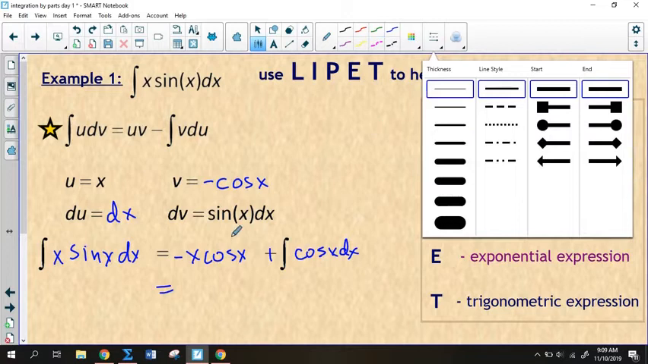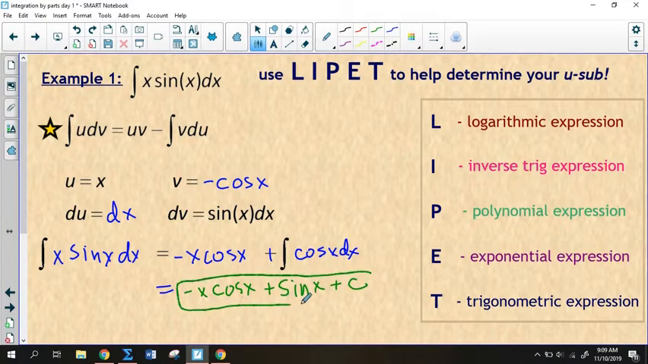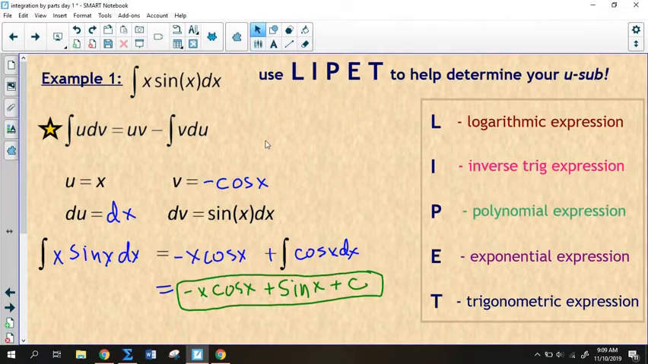And now I have to integrate the part that's left over. And in this case, it's not really a big deal. I just need to integrate cosine. And we know that the antiderivative of cosine is just sine. And then, of course, we can't forget our plus c. So this is our final answer to this integration by parts problem using both a polynomial and trig.